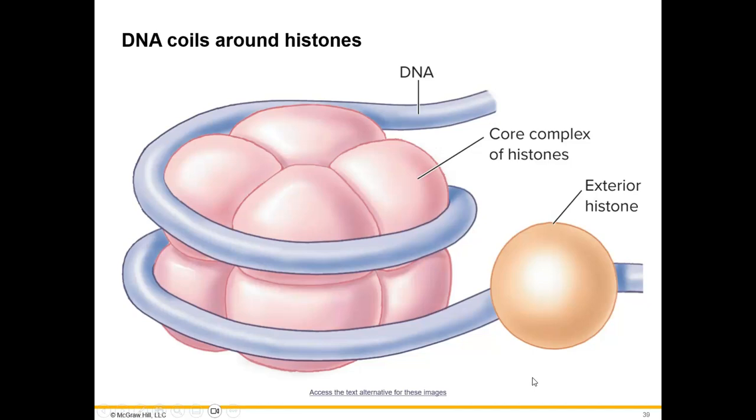Here's an example that's showing our histones. Once we've got a complex of 8 of them with chromatin wrapped around it, that's when we call it a nucleosome.